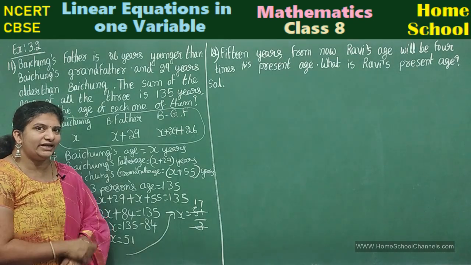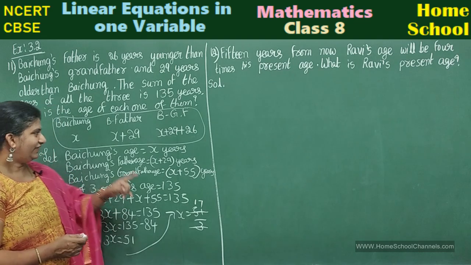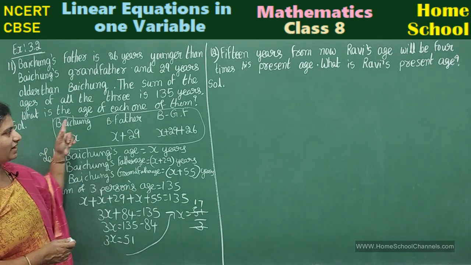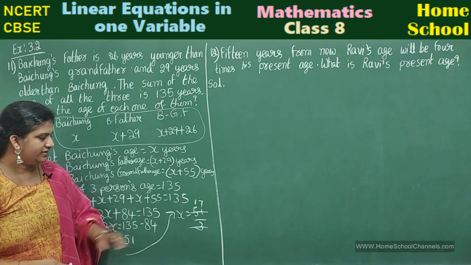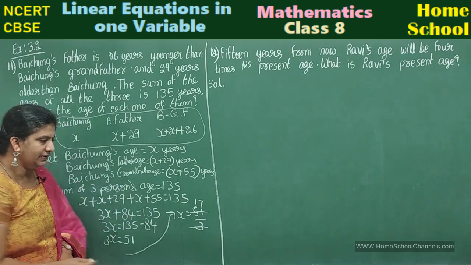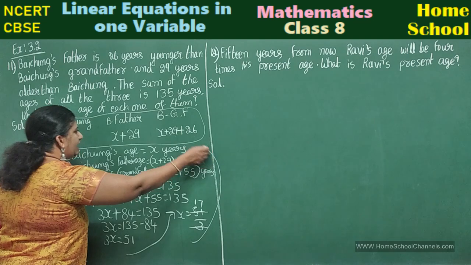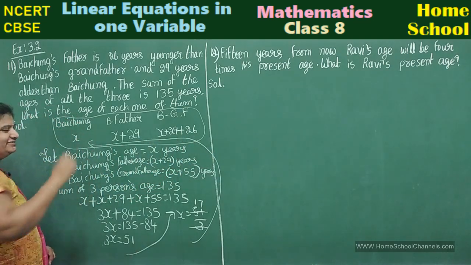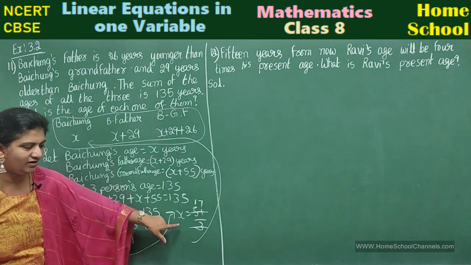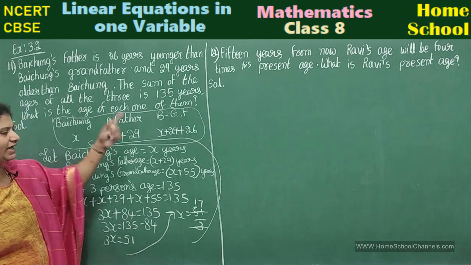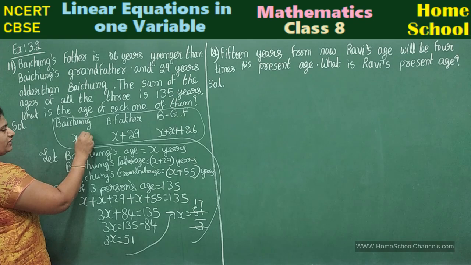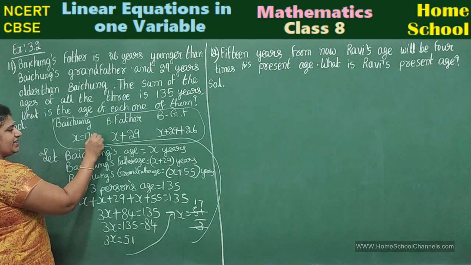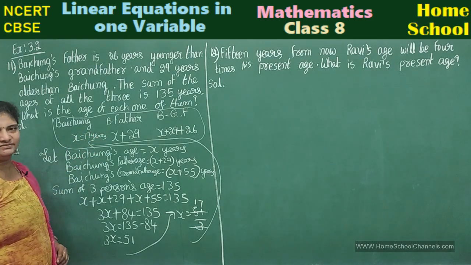Still, we need to write. What we need to write? We need to write Bai Cheng's age, Bai Cheng's father's age and grandfather's age. There is no space here, so let me continue my problem again. From here, you need to rewrite. Therefore, Bai Cheng's age is equal to x is equal to 17 years.